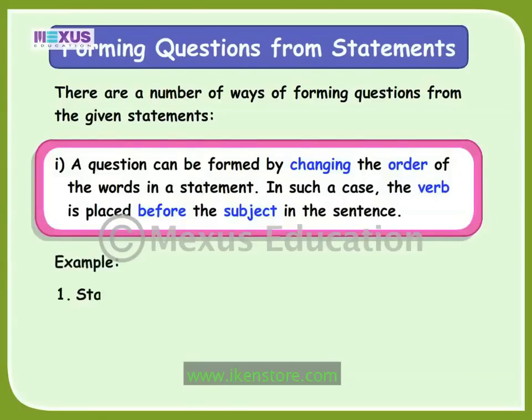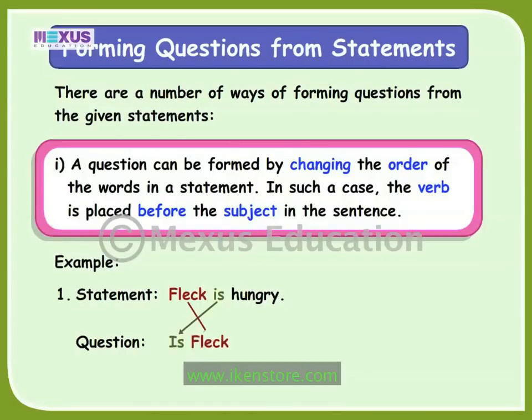For example, the statement Fleck is hungry needs to be changed into a question. By placing the verb is before the subject, Fleck, the order of the words in the sentence is changed to form a question. The question should end with a question mark. So now we get the question, is Fleck hungry?